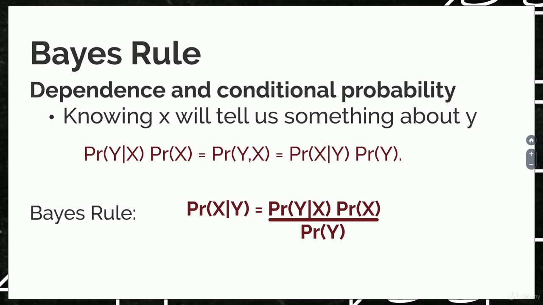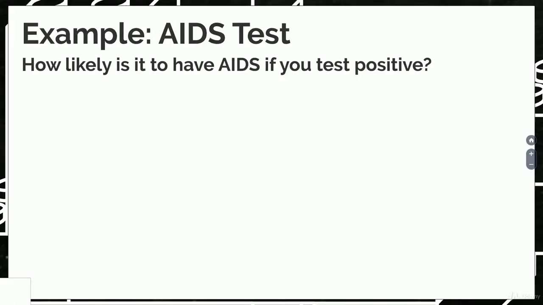That is the probability of X given that we know Y is going to be equal to the probability of Y given X times the probability of X divided by the probability of Y. So that's a lot of words and letters and variables that is explained better through an actual example. So let's use that. We're going to do an AIDS test. How likely is it to have AIDS if you test positive? It seems pretty likely, doesn't it, if you're testing positive?